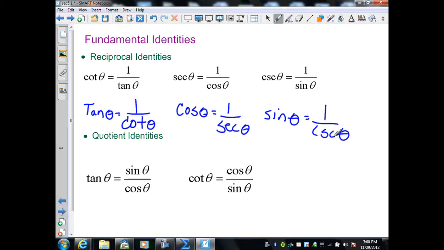We also have our quotient identities. Tangent of theta equals sine theta over cosine theta. In our unit circle, we knew that sine theta would equal y, and cosine theta equals x, or in other words, opposite over adjacent. We also could have the reciprocal of that, which is the cotangent of theta equals cosine theta over sine theta.